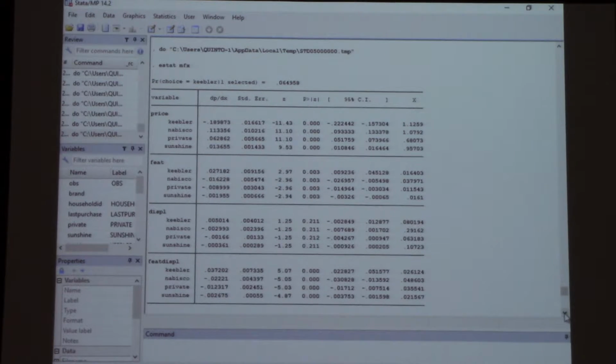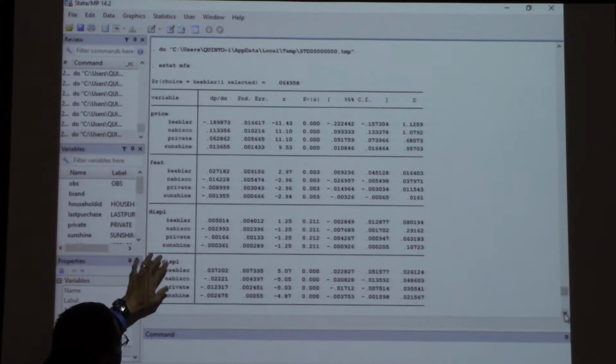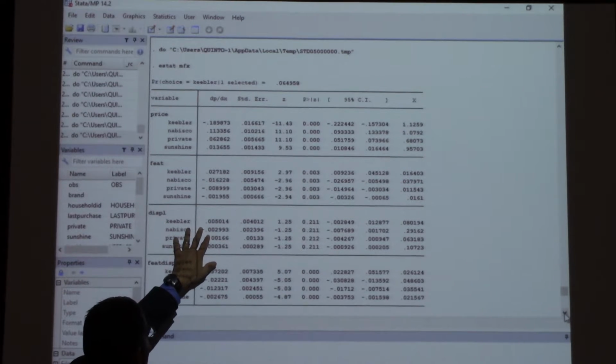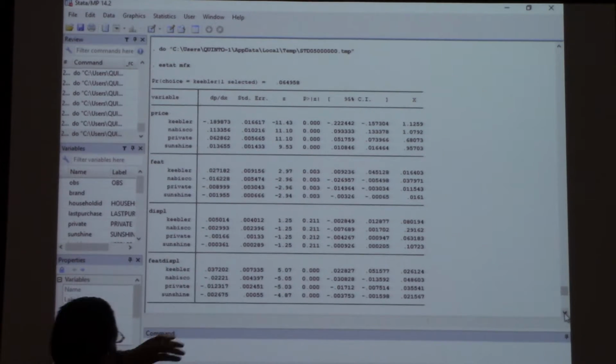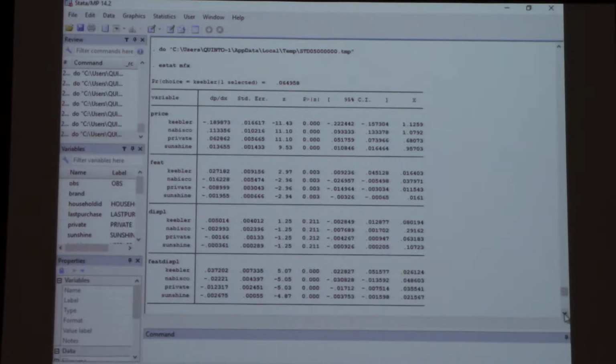So, start with price. Log demand holds, it's negative and significant. Cross price effects are all positive and significant. That's good, everything is fitting well. Feature, positive and significant. Cross promotional effects, negative and significant. Even display has the right signs. It's positive for the own display, negative for the cross displays, but they're not really significant.